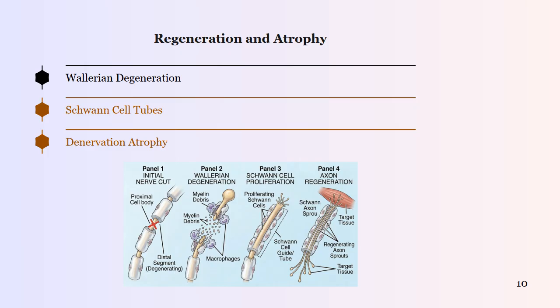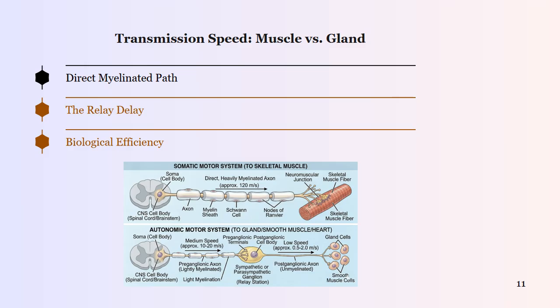10. Regeneration and atrophy. Wallerian degeneration. When a peripheral nerve is cut, the part of the axon disconnected from the cell body breaks down and is cleared by Schwann cells. Schwann cell tubes. Surviving Schwann cells form a regeneration tube that guides the new axonal sprout back toward the target muscle. Denervation atrophy. Without constant nerve stimulation, muscle fibers shrink and lose protein content, eventually being replaced by connective tissue if not re-innervated.